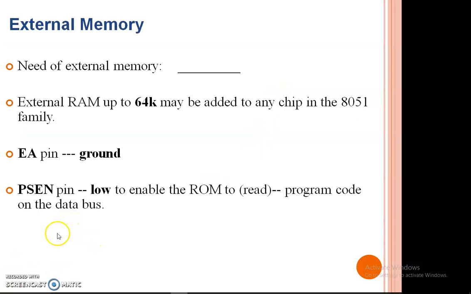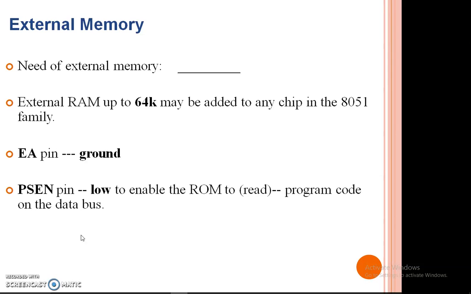So next topic is the external memory. First of all, we have to know what is the need of external memory. Why do we have to attach external memory to the 8051? Whenever internal memory is not sufficient to complete an application, we need to attach external memory. So how much external memory can we attach to the 8051? Up to 64 KB we can attach to the 8051.